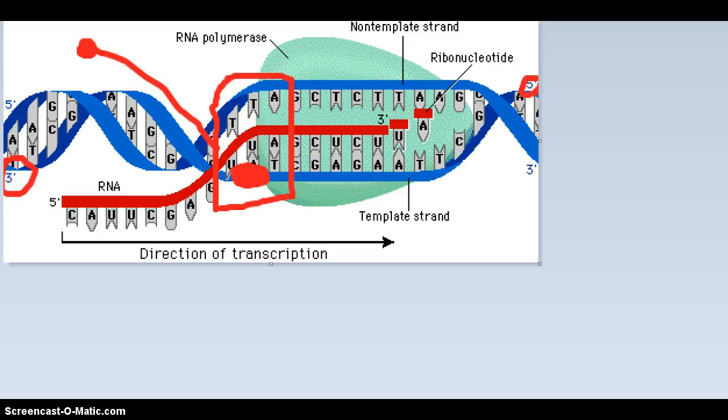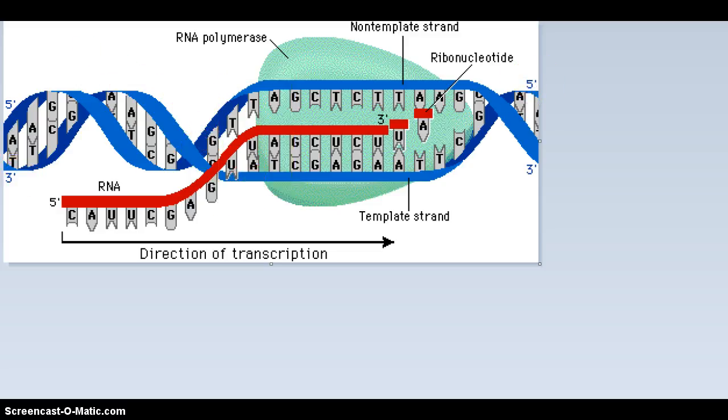Let me just clean this up. So, it'll travel from 3' to 5'. And an enzyme called helicase splits this DNA strand in half. Unlike here, how it's bonded, it'll split it in half, and that'll allow the RNA polymerase to read the codes it needs to build the RNA strand.